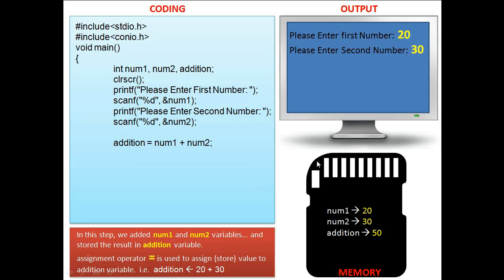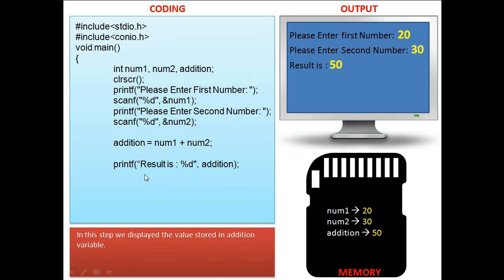So now in the memory you can see the addition variable contains 50, but on the screen we didn't show the result to the user. The user wants to see what the output is, but we didn't show this till now. So for that we will use printf. Printf result is %d and the value will be the addition variable. So now you can see here result is 50.